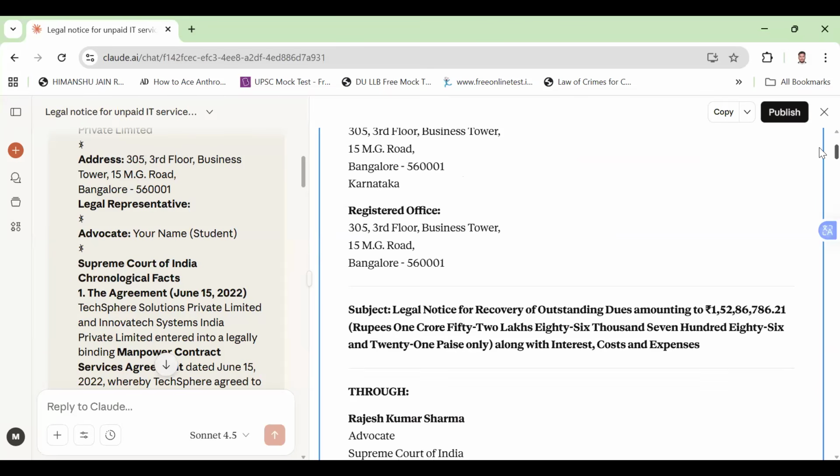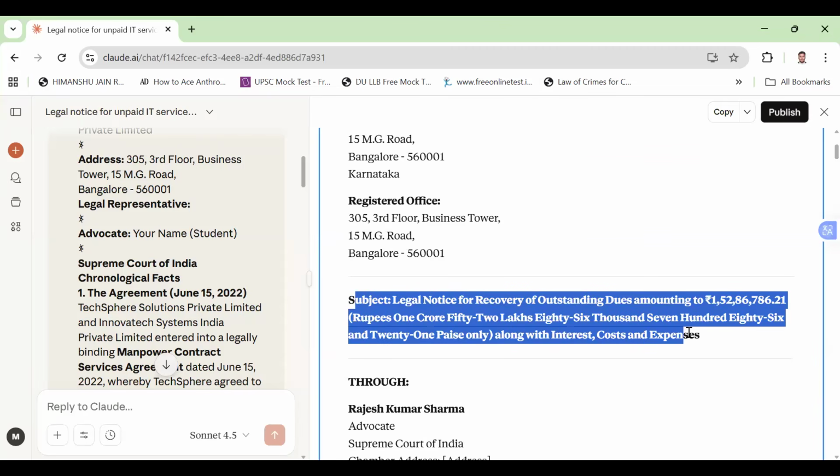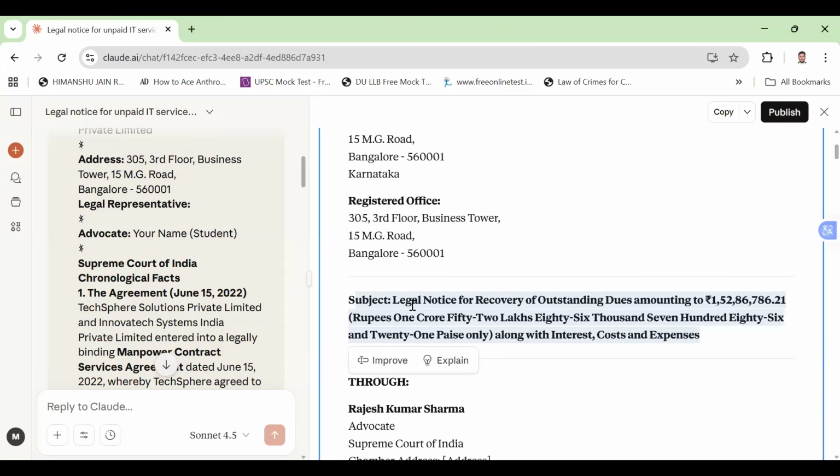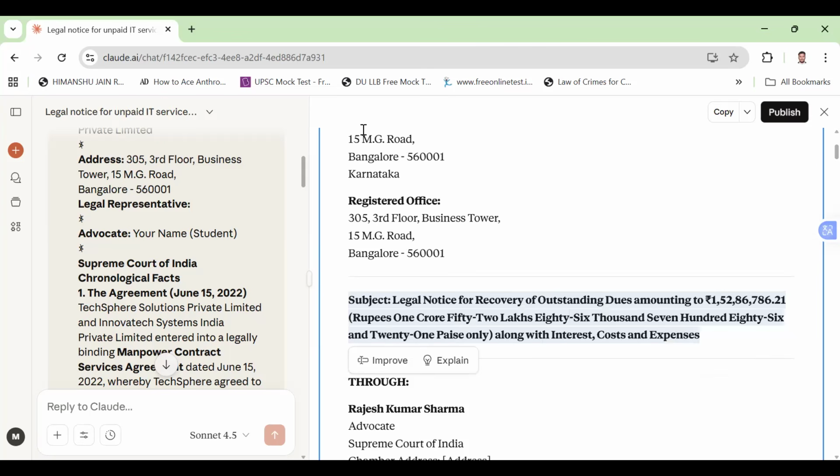All right, sir. Yeah. So as you can see here, it is written subject, and in the subject we have written: legal notice for recovery of outstanding dues amounting to 1 crore 52 lakhs 86,786 rupees 21 paisa. We have written it down properly. The AI has written it properly that we are claiming this amount along with interest and other costs. So this is what ChatGPT has drafted.